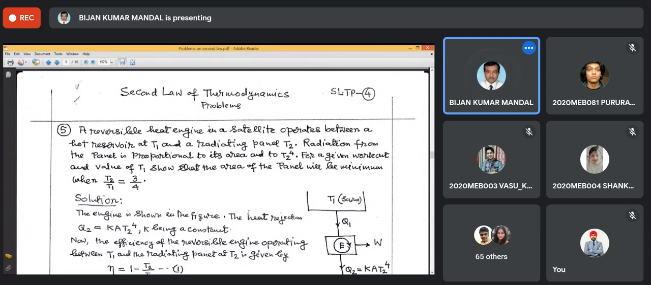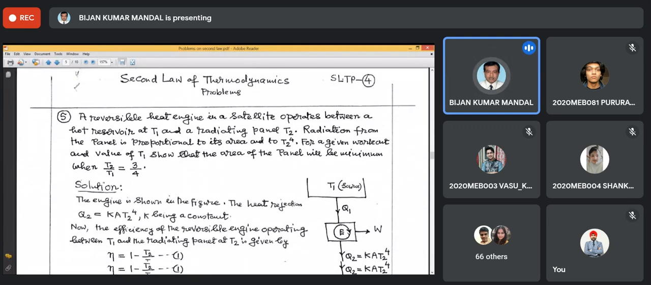So is it correct or not? Have you got the problem? A reversible heat engine in a satellite operates between a reservoir at T1 and a radiating panel at T2. Radiation from the panel is proportional to its area and to T to the power 4. For a given work output and value of T1, show that the area of the panel will be minimum when T2 by T1 is equal to 3 by 4.